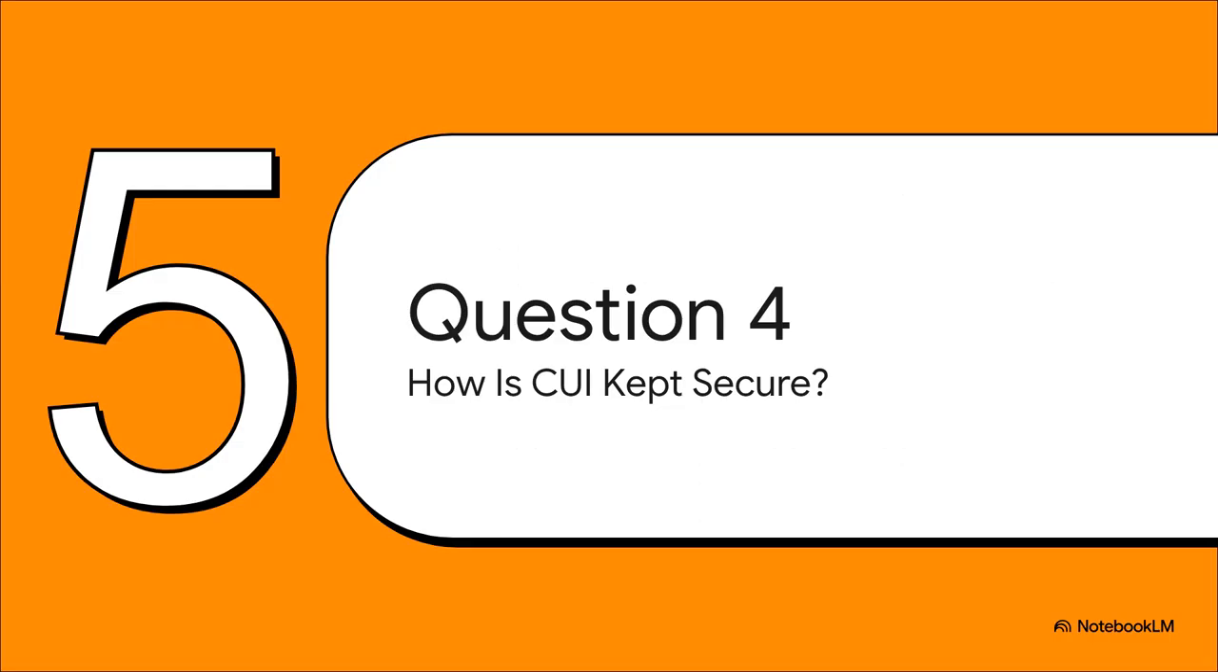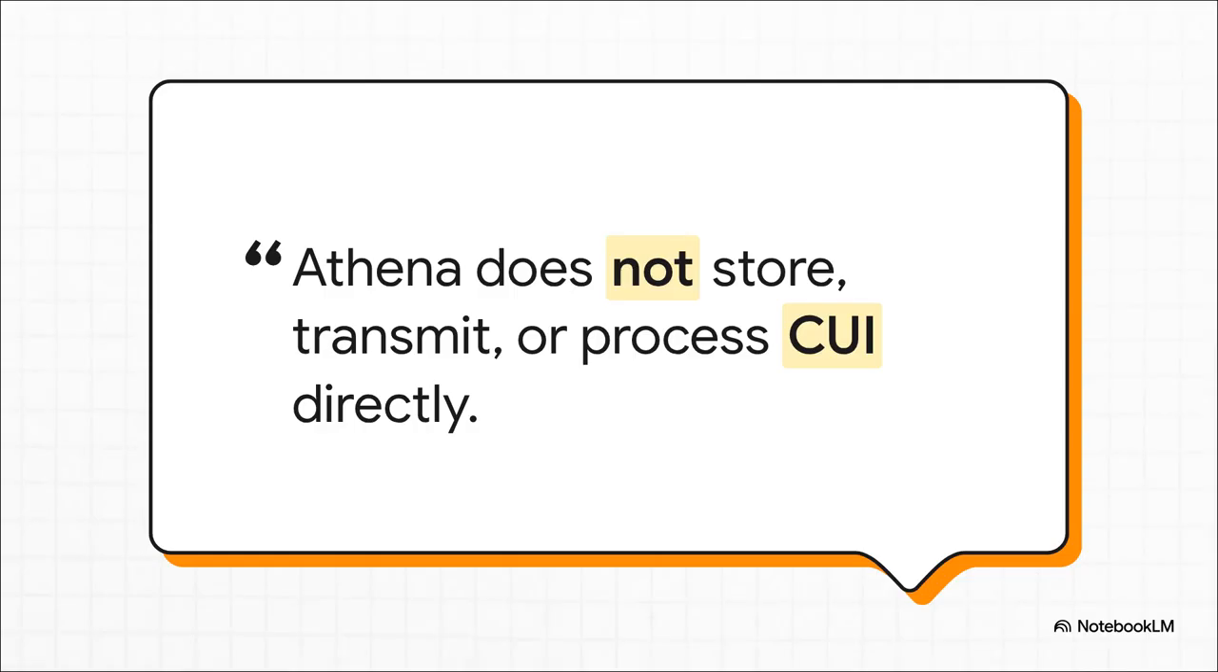Now for our final, and you could argue most important question. When you're dealing with controlled unclassified information, or CUI, you need absolute 100% certainty that your platform is handling that data with the utmost security. This is the core of Athena's entire security architecture. It's a really bold claim, and it's the absolute key to keeping your most sensitive data safe. So let's unpack that. What does this actually mean in practice?